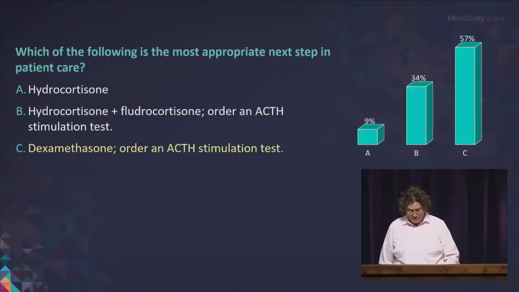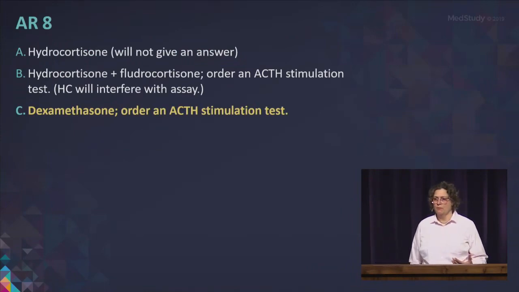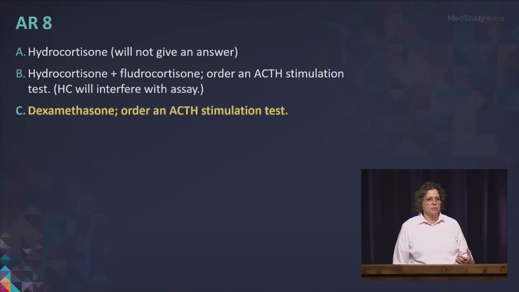Good. The answer is C. So they know you know it's adrenal insufficiency at this point, right? And what they're trying to figure out is, do you just go ahead and empirically treat, or do you treat and try to get a diagnosis?